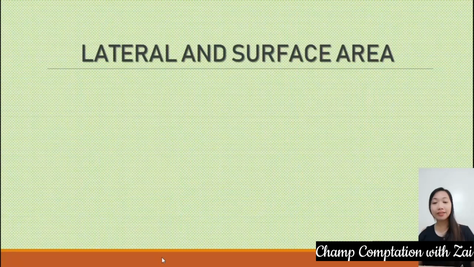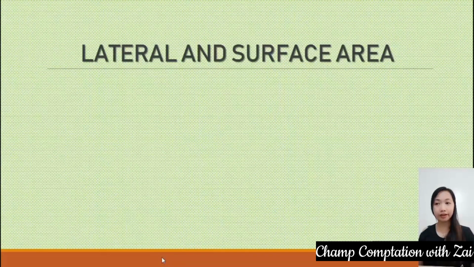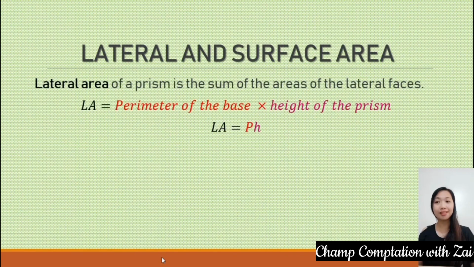So, the lateral and surface area of a prism. When we talk about the lateral area of a prism, it is the sum of the areas of the lateral faces. Or, in symbols, this is the perimeter of the base multiplied by the height of the prism, or the lateral area is equal to PH.